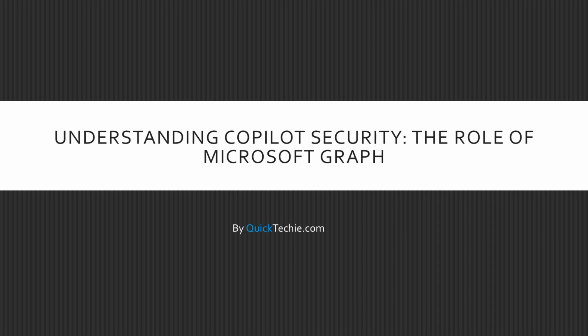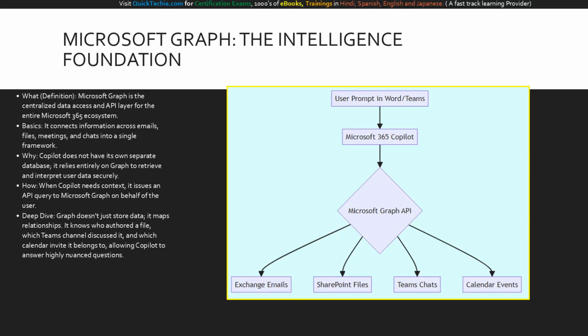Welcome, everyone. Today, we are diving into a critical aspect of Microsoft 365 Copilot data security. We will focus entirely on how Microsoft Graph acts as the nervous system for Copilot, dictating exactly what data is accessed, how it is secured, and why your information architecture matters more than ever. Let's get started. Let's begin by defining the core engine.